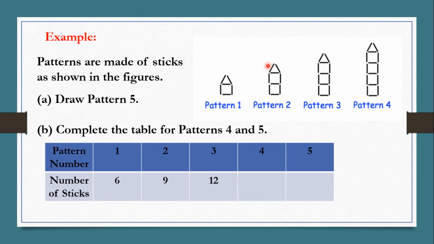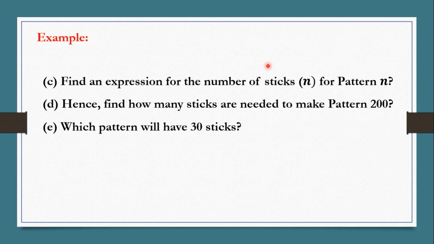Now we move on to the next example. Patterns are made of sticks as shown in the figures. Part A, draw pattern 5. Part B, complete the table for patterns 4 and 5. Part C, find an expression for the number of sticks n for pattern n. Part D, hence find how many sticks are needed to make pattern 200. Part E, which pattern will have 30 sticks? So let us start.